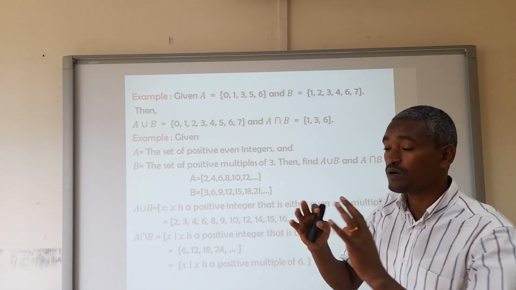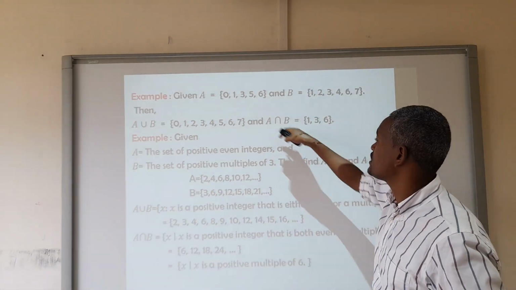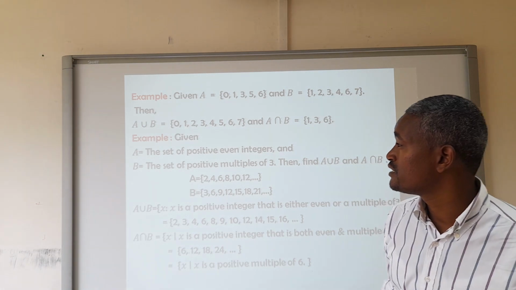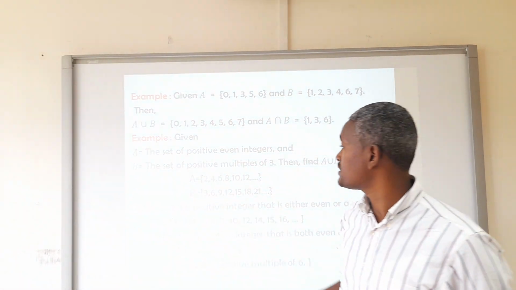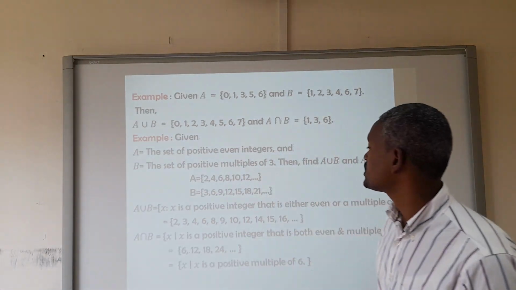So the element which is found commonly in the two sets is registered under the intersection set, the intersection of the two sets. Another example: the set of positive even integers, and the set of positive multiples of 3.